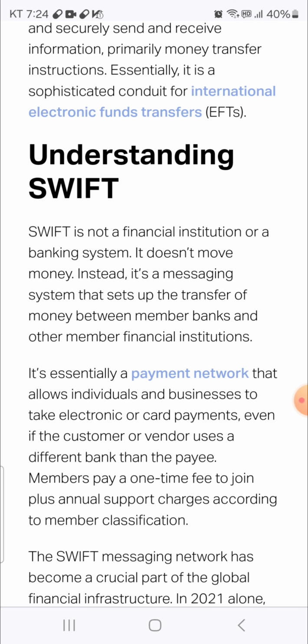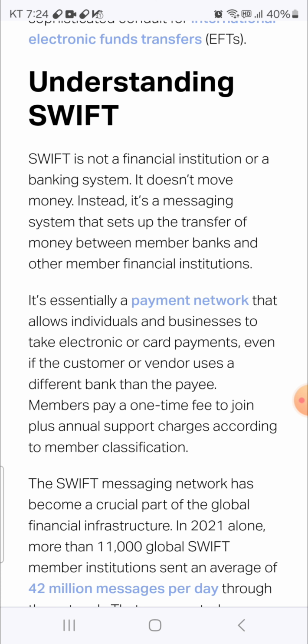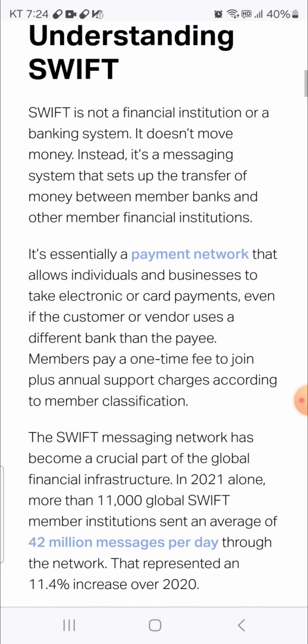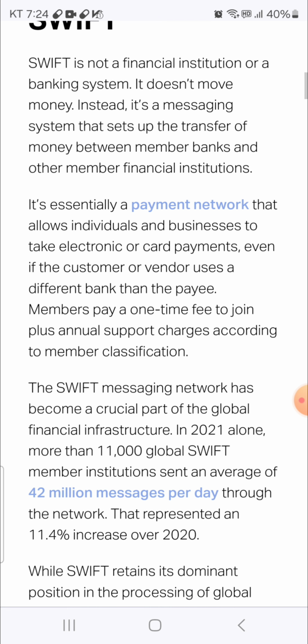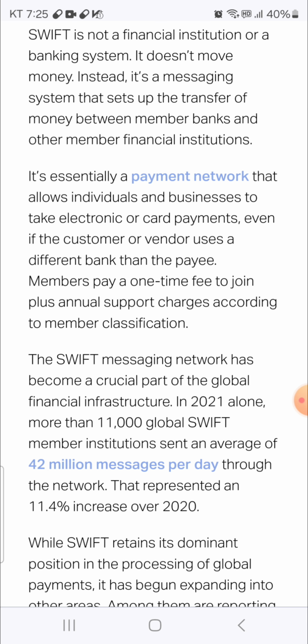So it's not a money transfer, but instructions, right? Instructions. That's the key point. It's essentially a payment network that allows individuals and businesses to take electronic or card payments, even if the customer or vendor uses a different bank than the payee. Members pay a one-time fee to join, plus annual support charges according to member classification. Annual support charges, right?